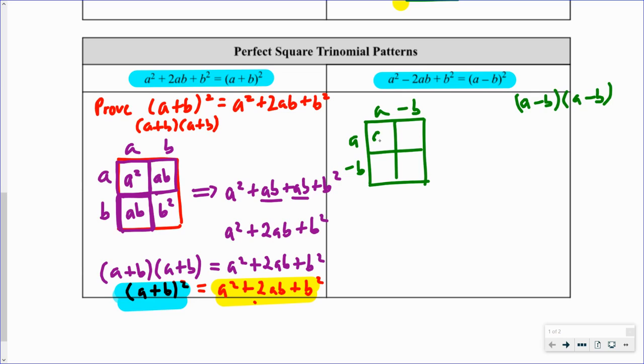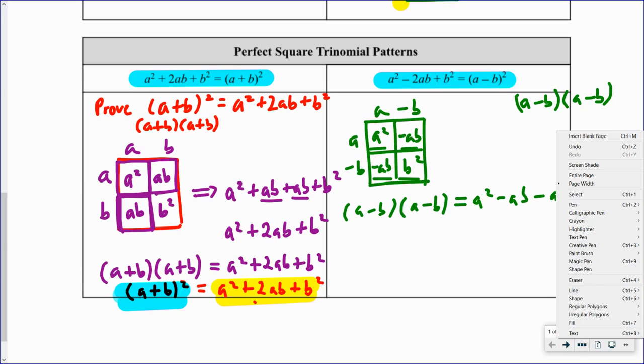So again, we'll do our multiplication out. a times a is a squared. a times negative b is negative ab. a times negative b is negative ab again. And then negative b times negative b is positive b squared. So it looks like (a - b) times (a - b) equals a squared minus ab minus ab plus b squared. And I'm getting that from my area model up here.